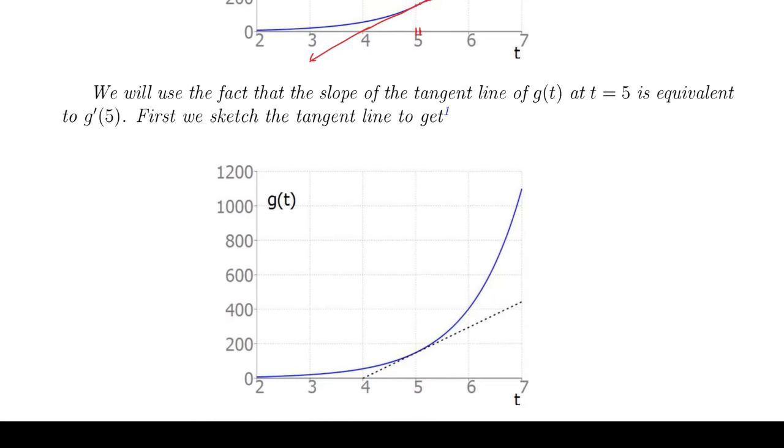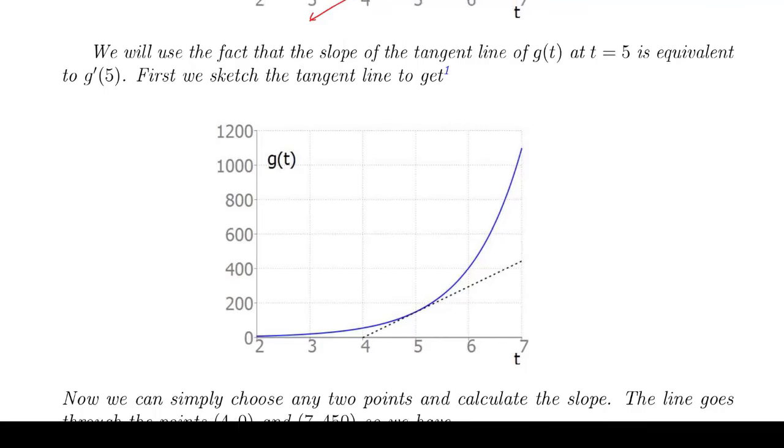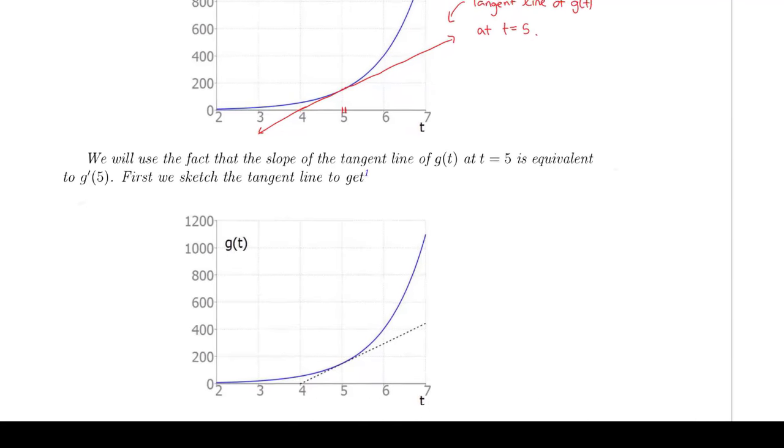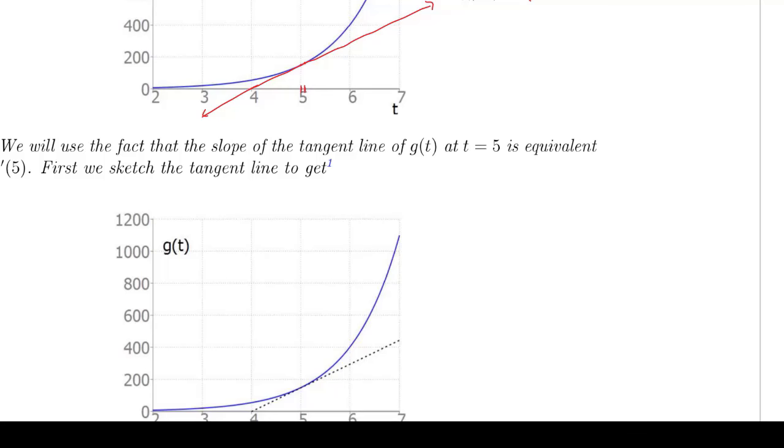So in this example, we provided you with the exact tangent line, and so you can actually see that our tangent line really does a good job and agrees with that very nicely. From here, we can estimate g prime of 5 by just choosing 2 points. So let's choose, any 2 points are fine, so just choose points that look easy, that are nice whole numbers. So at the rightmost point, we have about 450. Leftmost point, we have 0. And this ranges from 7 to 4 seconds.